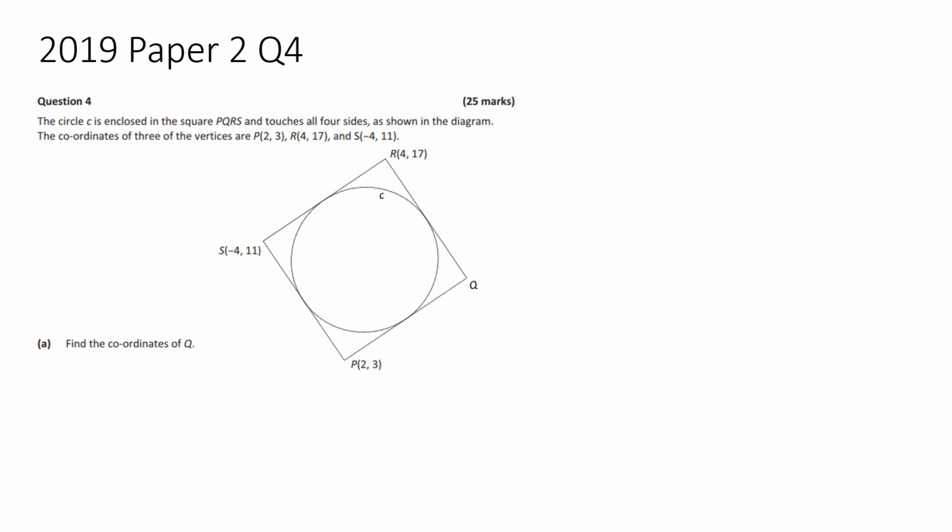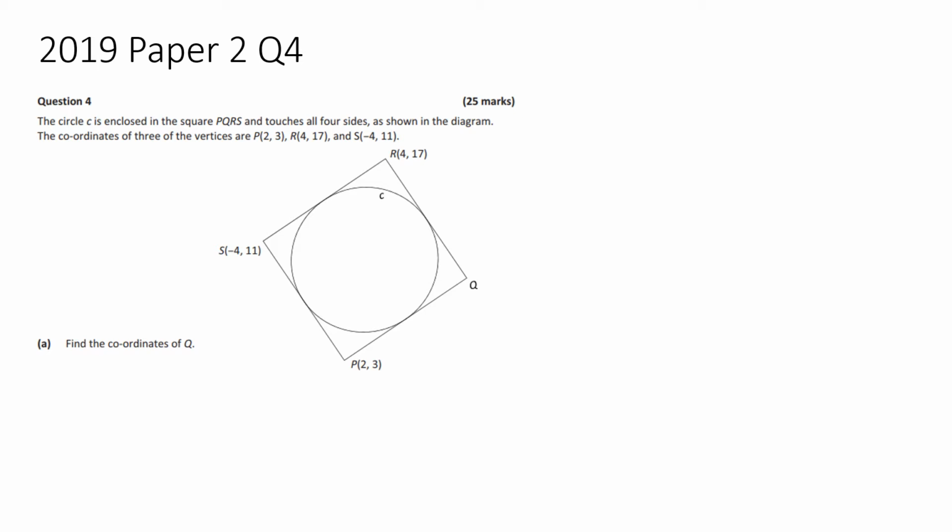So here we have 2019 paper 2 question 4. The circle C is enclosed in the square PQRS and touches all four sides as shown in the diagram. The coordinates of three of the vertices are P, which is 2, 3, R, which is 4, 17, and S, which is minus 4, 11. So find the coordinates of Q.